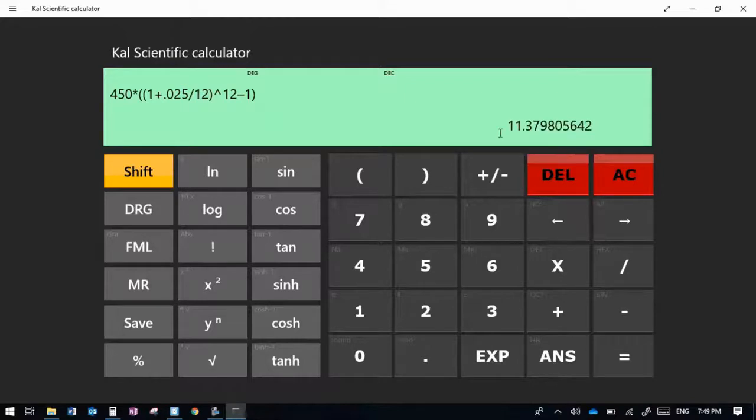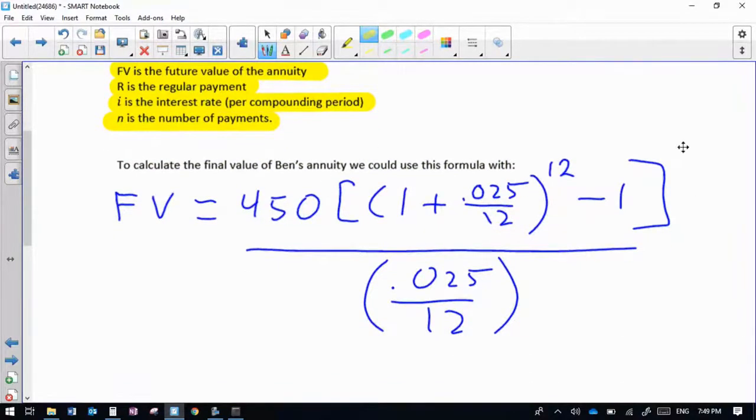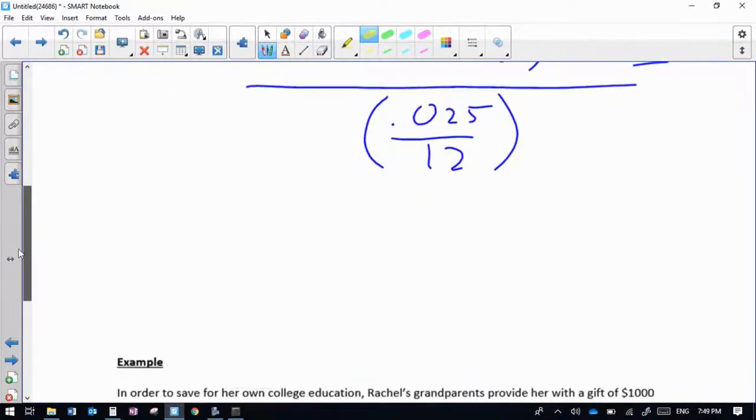Okay, I get 1137. Divided by, and here's a very important set of brackets, 0.025 divided by 12, close the brackets, hit equals, and we see we get the exact same answer as before, $5,462, and if you round to the nearest cent, that is 31 cents. So it might take a bit of practice for you to figure out how to do that in your calculator. That's part of today's lesson for sure.